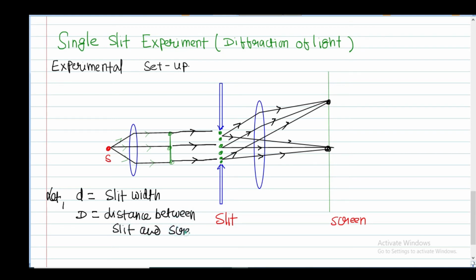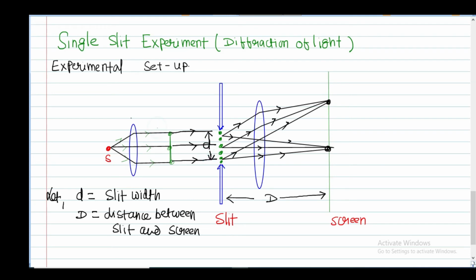The capital D is basically the distance between slit and screen, and this small d is basically the slit width. This is the distance d, small d, you can see it there. So one by one we are going to see there.